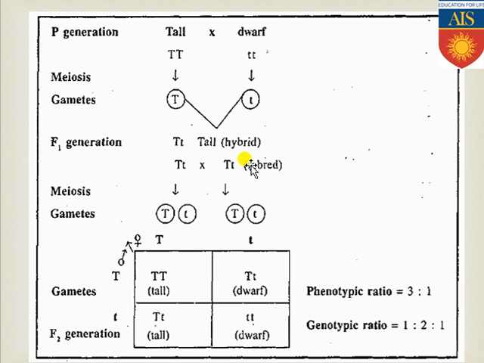Now when we have placed capital T, small t along the x-axis and capital T and small t along the y-axis, obviously we are keeping here the male gametes and the female gametes. So capital T, small t, here you can see this is the female symbol, so these are the female gametes, and this is the male symbol, so these are the male gametes.